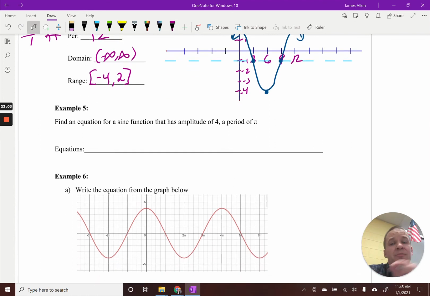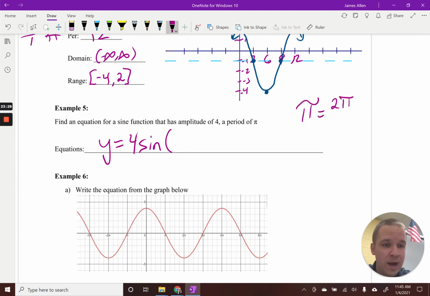Find an equation for a sine function that has an amplitude of 4 and a period of pi. Well, I already know it's going to be y equals 4 sine, but this is the part that's a little bit trickier. Normally I have the number that's going on inside the function, and I would do 2 pi divided by that number to give me my period. But now I have my period, so I have pi equals 2 pi divided by that omega, or it would have been b in other textbooks. So now I can just solve for that. If I multiply by that omega, or b, whatever variable you're using, and then I would divide by pi.